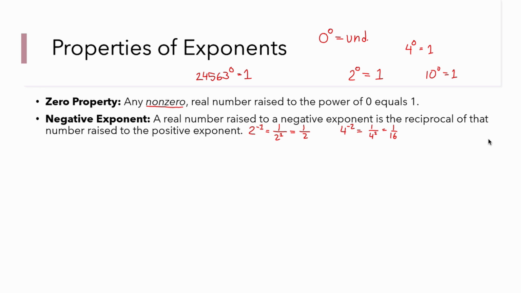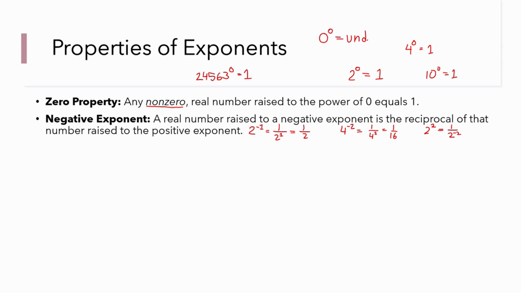Now, another thing you want to remember when you have something like this property is that the opposite also holds true. So if you have something like 2 squared, this is going to be the reciprocal of the negative exponent. So it's going to be equal to 1 over 2 to the negative 2, okay?